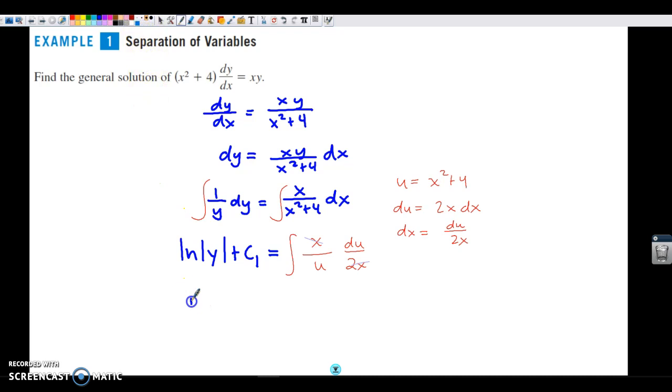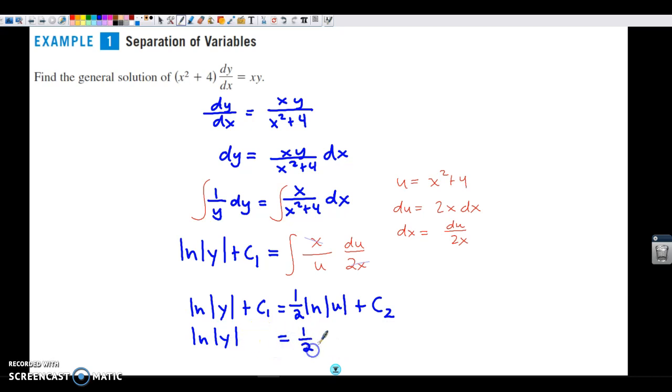So I just have the natural log of the absolute value of y, plus the c sub 1, equals the natural log of the absolute value of u times 1/2. That 2 from over here had to be pulled out, plus some other constant c sub 2. And then let's change back to the x's on the other side. I'm going to combine the c's first. Then I have 1/2 times the natural log of the absolute value of x squared plus 4, then plus some c3.